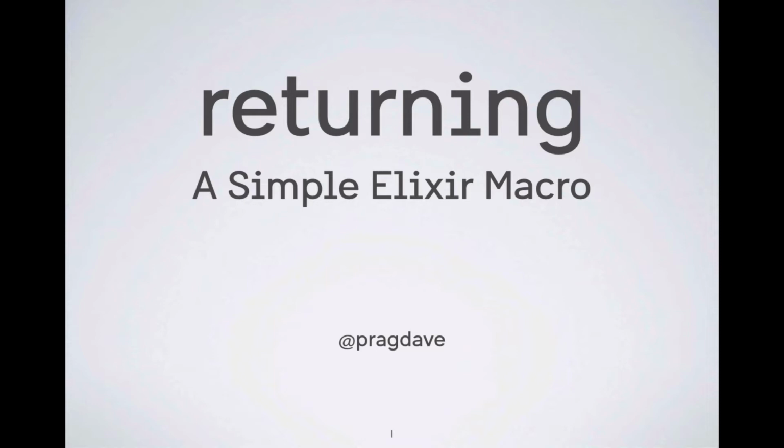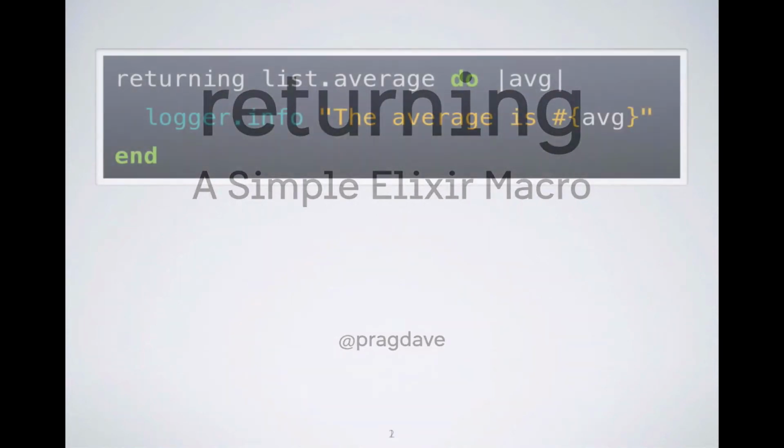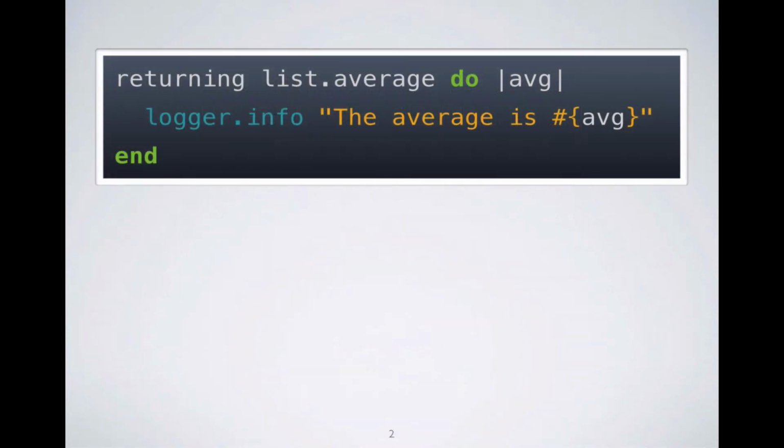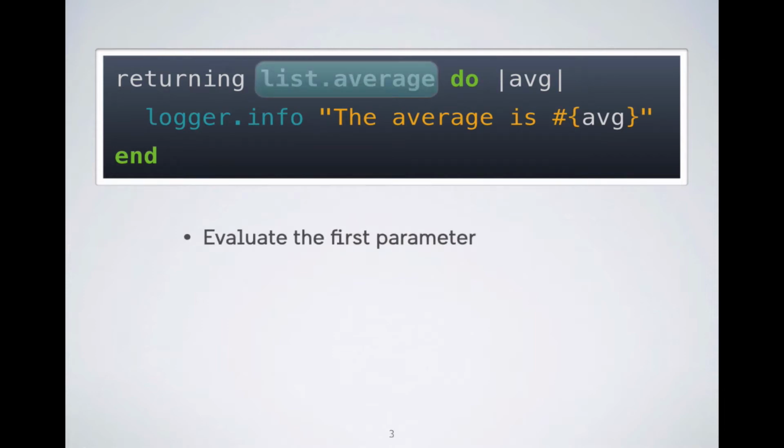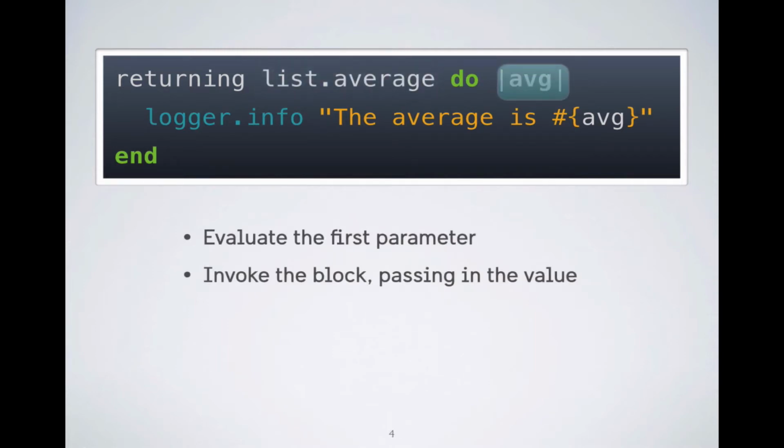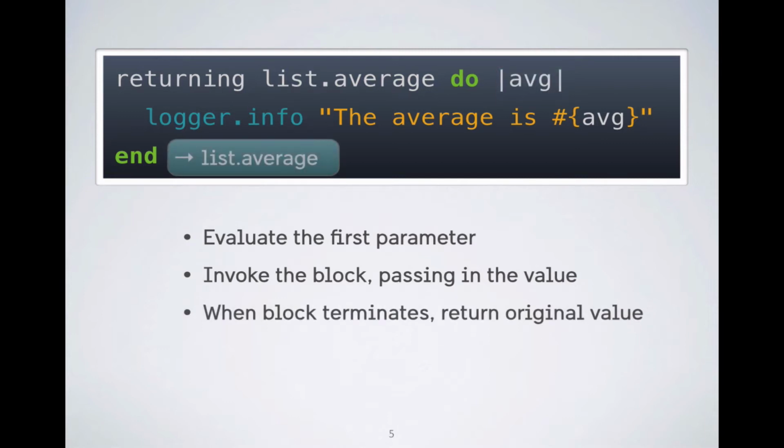If you're a Ruby programmer and if you used Rails, you've probably come across the returning function or method in Ruby. It takes a parameter which it evaluates. It then passes that parameter to a block. It runs the block, and then when the block finishes, it actually ignores the value returned by the block and instead returns the value of its parameter. So it's a way of injecting some code just before you exit from a method or something like that.